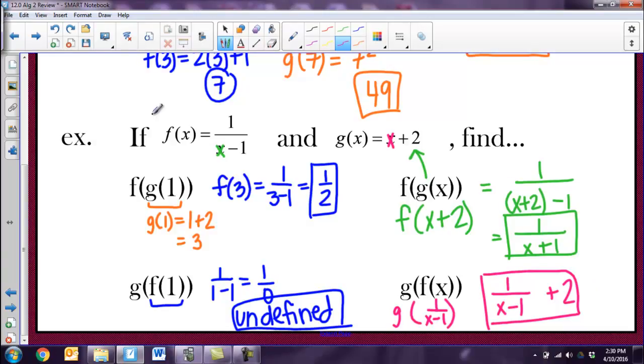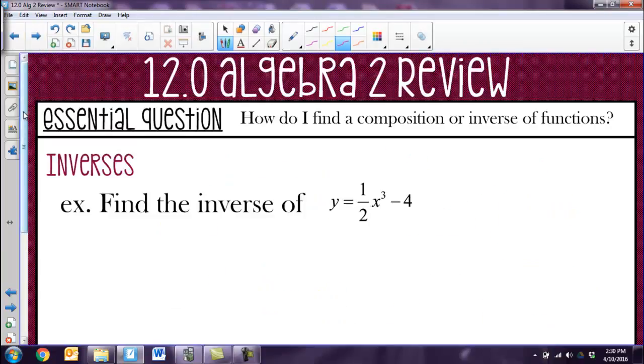That's all you got to do there. Plug in what you know, work from the inside out. The reason that we want to know compositions is so that we can easily prove something is an inverse of something else. So when you're finding an inverse, all you have to do is switch your x and y and then solve for y.